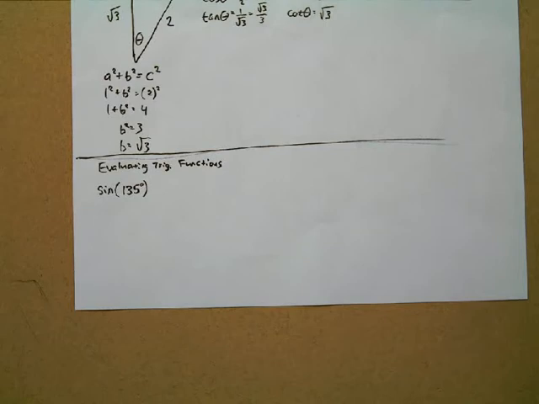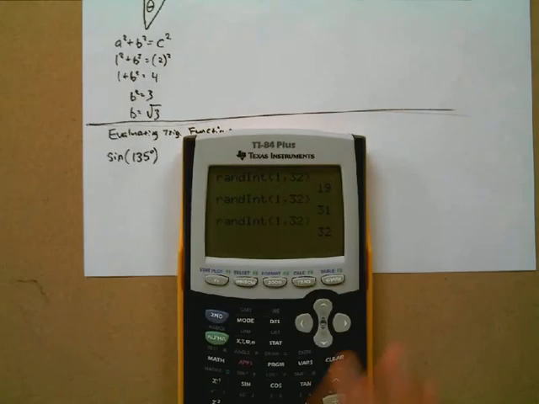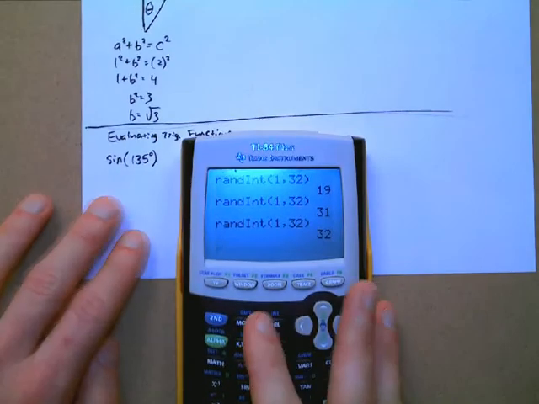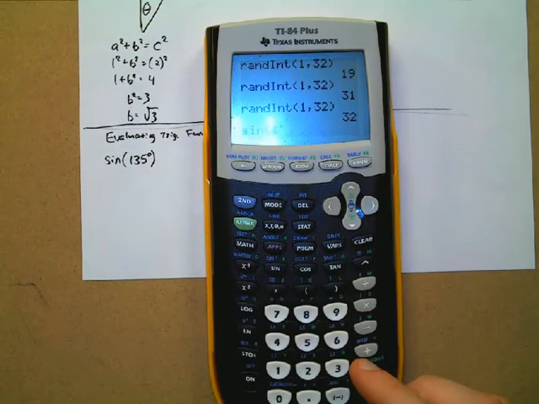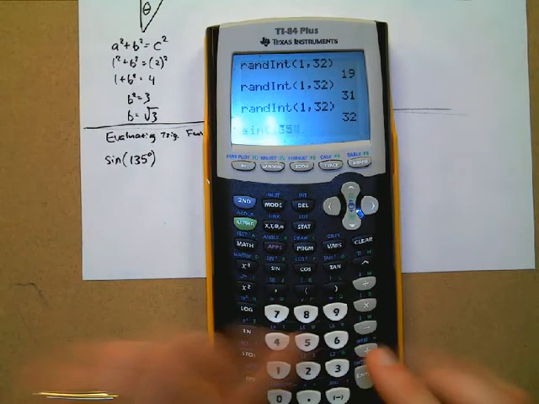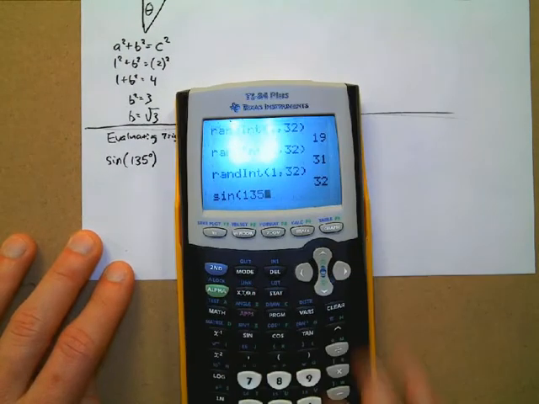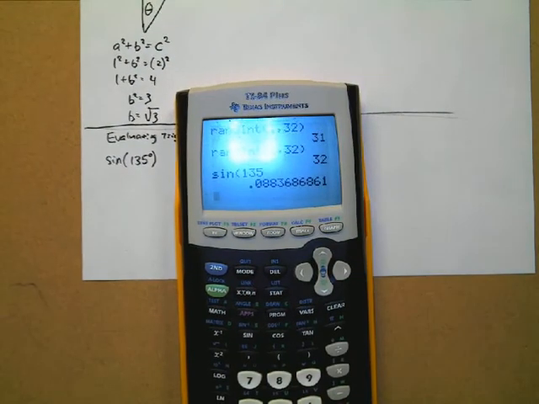Why? Because you've got to press the mode button. And then there's this option to toggle between radian and degree measures. Since we are clearly evaluating a degree measure here, we want to adjust that to be in degrees. And now when we evaluate sine of 135, we get 0.707. We'll approximate that to 3 decimal places, please.